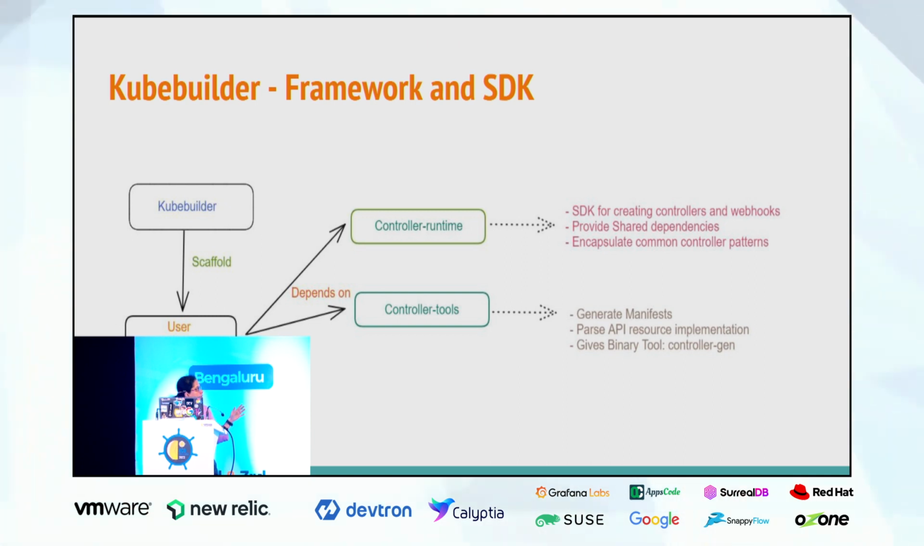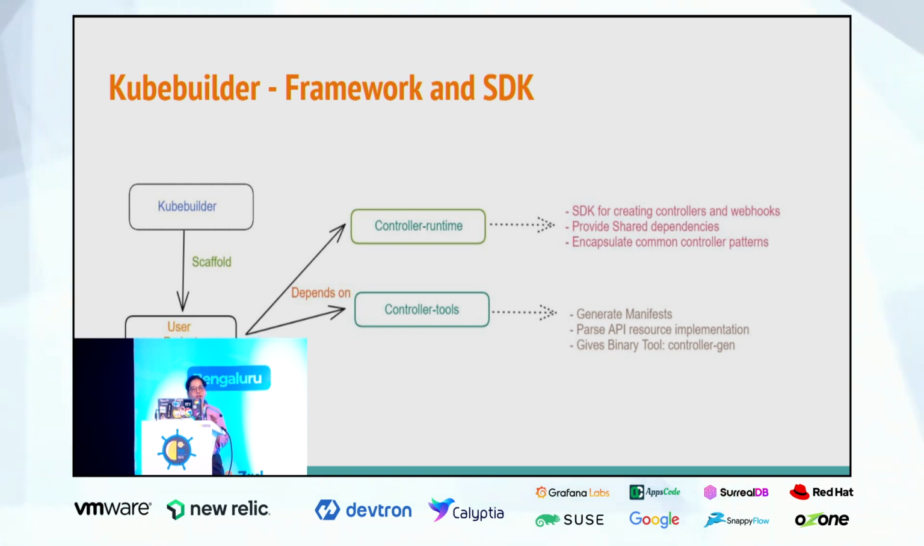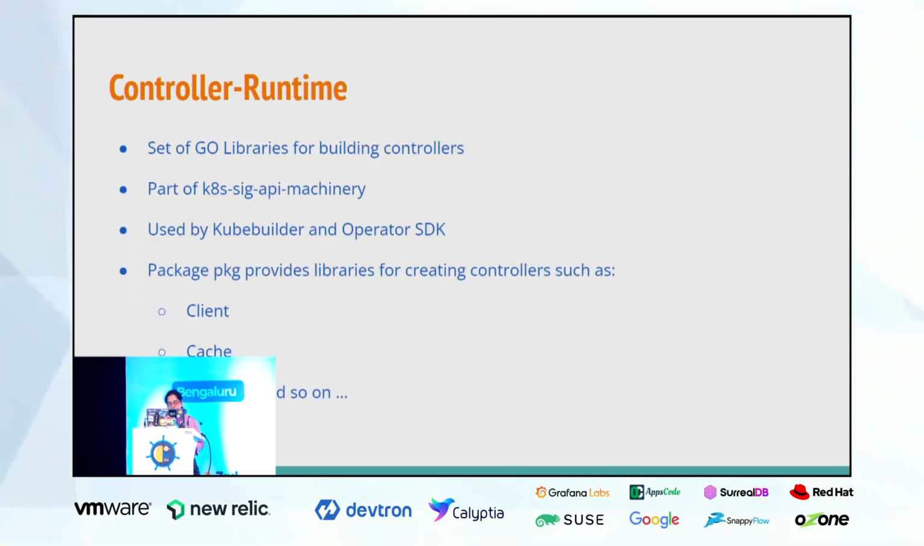As I have told you, Kubebuilder depends on controller-runtime and controller-tools. Controller-runtime will help us by downloading the shared dependencies. It provides an SDK for creating controllers and webhooks, and controller-tools will help us generate the manifests from all the things we have defined in the API schemas. Controller-tools also gives us the controller-gen binary tool and all these things.